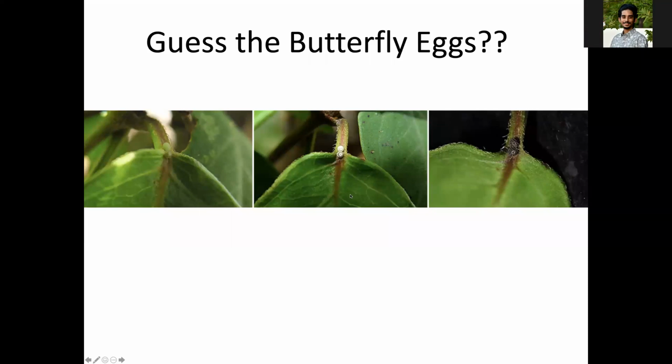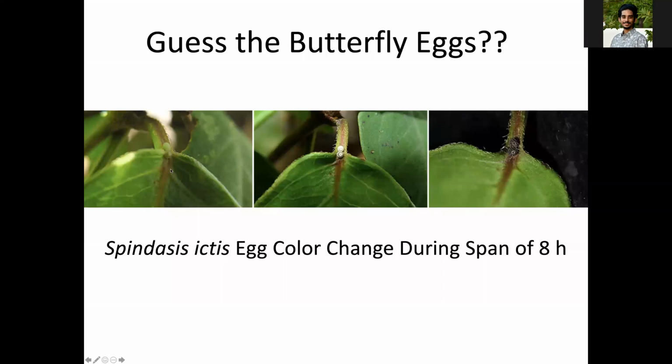Okay, I will give the answer. It's a Spindasis ictis egg. Here you can see on the left side the two eggs, which are pale green in color. Those are the freshly laid eggs. Just after 5 minutes, the color of the egg changes to white. And after 8 hours, you can see the difference. The eggs completely turn and are well camouflaged on the midrib of its host plant. This is an excellent example of how eggs change color.